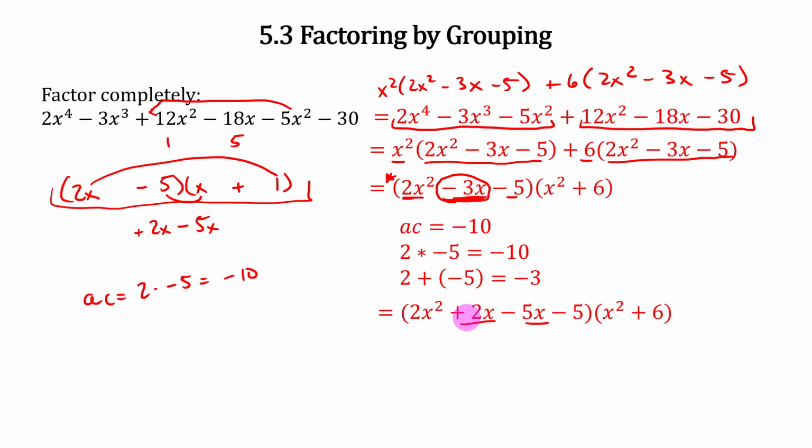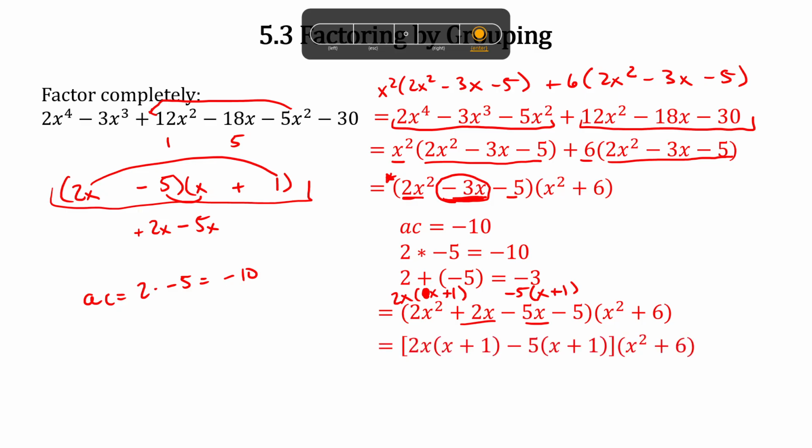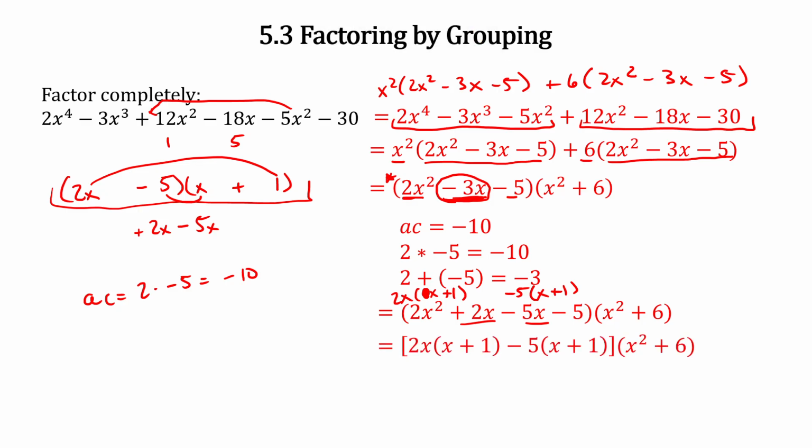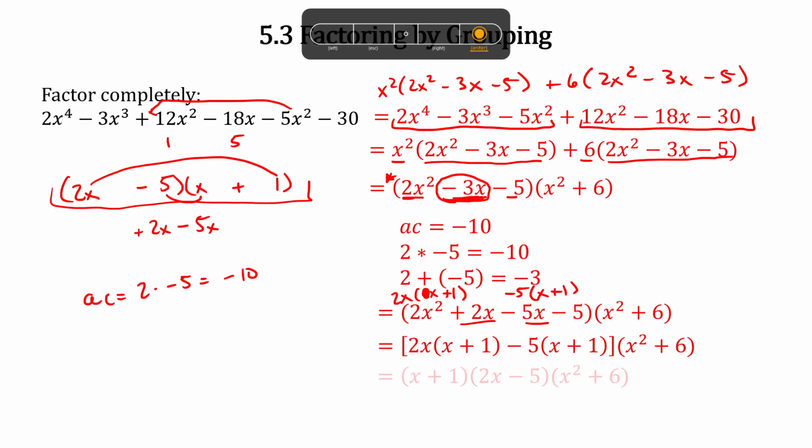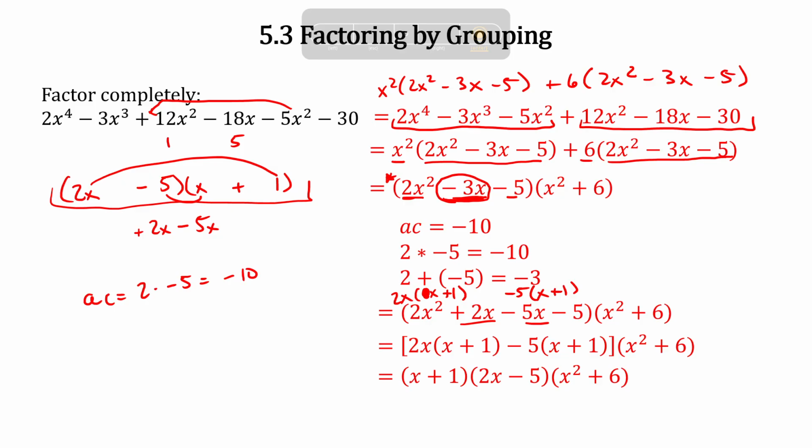And now I can do that factoring by grouping here. I can factor out an x and get 2x. I can factor out 2x and get x plus 1. And here I can factor out negative 5 and get x plus 1. So now factor out the x plus 1. X plus 1 times 2x minus 5 times x squared plus 6. And there is factoring by grouping. Good luck.